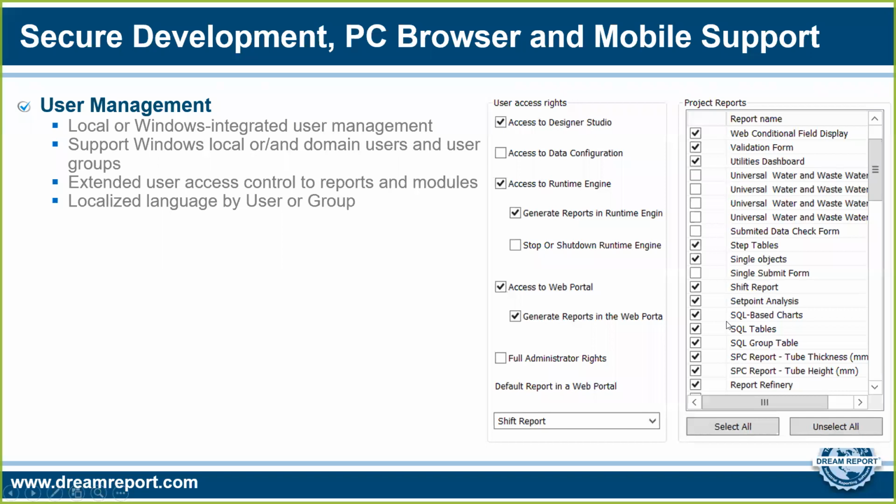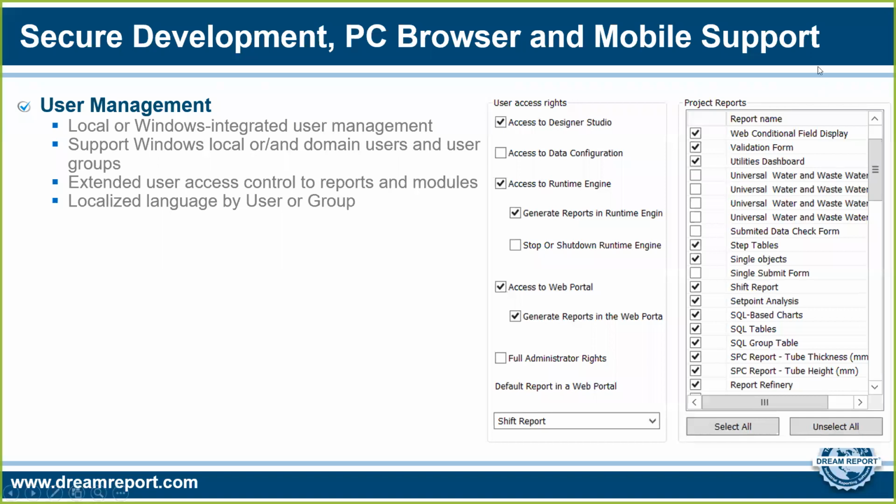This security extends across all the reports and all the modules of Dream Report. So for instance, you set up a specific user or a Windows user group, and let's say these folks have access to the Designer Studio. They cannot stop or shut down the runtime engine, but they can generate reports. They can get into the web portal. They can dynamically generate, but they cannot mess with our data configuration. So these might be power developers, but not the overall system administrators.